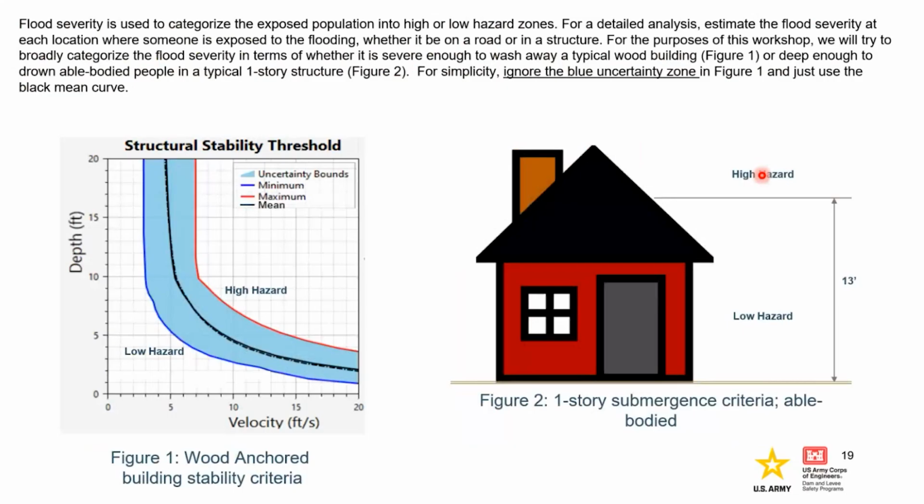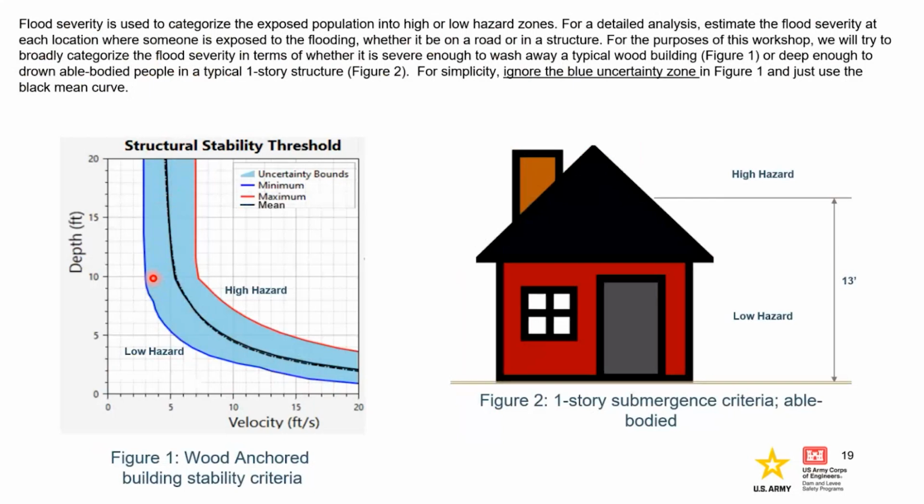And this varies by your construction type. And so what we're looking at here is the wood anchored building stability criteria. So this assumes it's a wood frame house anchored to its foundation. And so it takes a decent amount of velocity before it could ever be washed away. Otherwise, only submergence could get these people. For this exercise, we're going to use the black line in the middle of this uncertainty band. So ignore the uncertainty. If Lyson can't sample it, you don't have to. We're just going to look at the most likely.